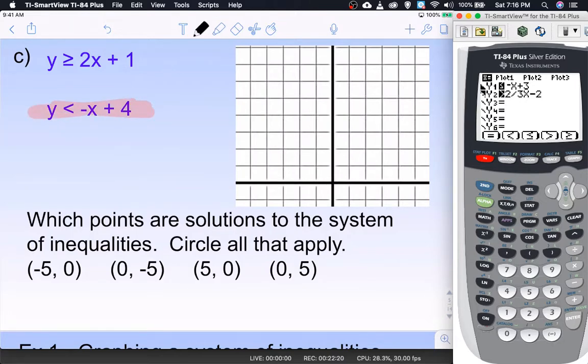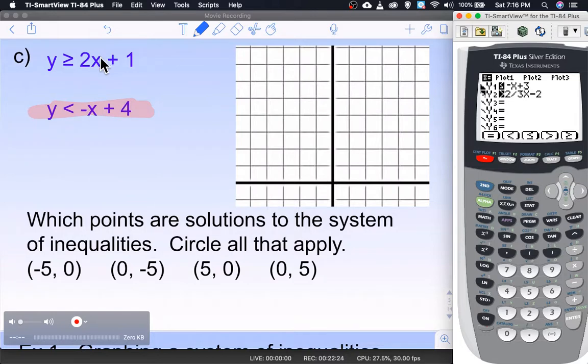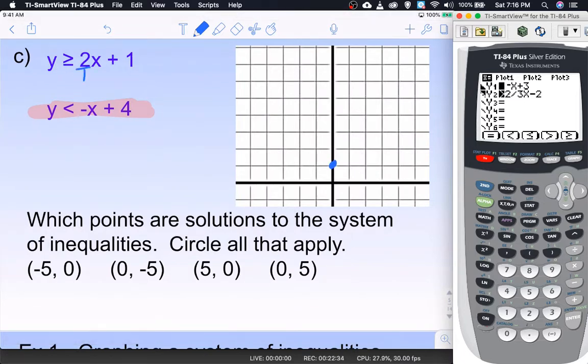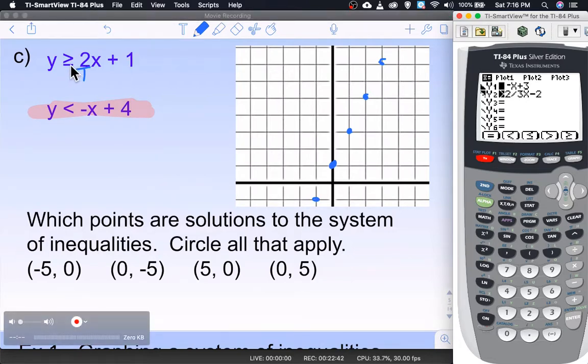All right, let's do it. First one we'll do in blue, second one we'll do in red. So the blue inequality has a y-intercept of +1. There's my y-intercept, and a slope of 2. That is 2 over 1, up 2 over 1, up 2 over 1, up 2 over 1, and in reverse. Because this is or equal to, this is a solid line.